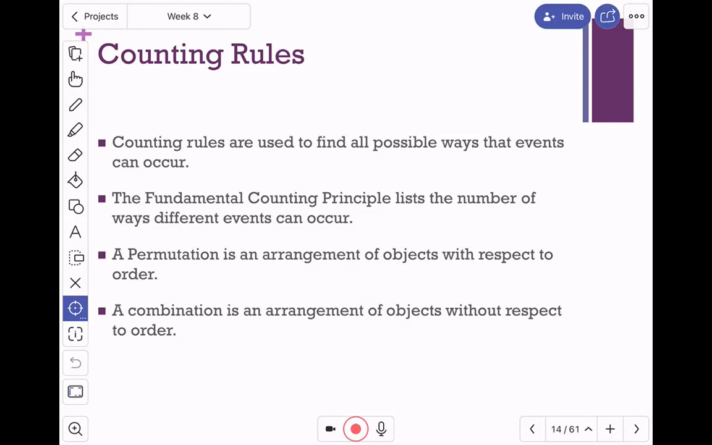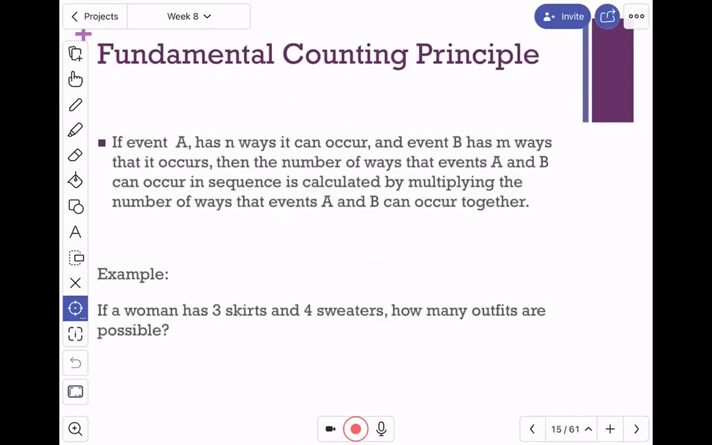So as you can see, I don't want to say this, but I hate counting rules. I hate doing this part because it gets confusing. So you have to be able to distinguish between a permutation and a combination. But before we start, we'll start with what we call the fundamental counting principle.